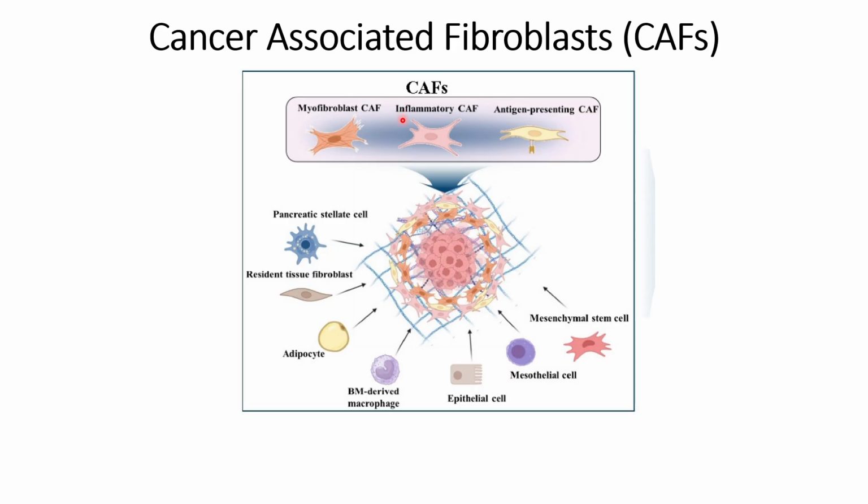On the other hand, the inflammatory CAF has the ability to release cytokines such as interleukin-6 and LIF. I'm not able to recall the full form of LIF, but those two cytokines help in tumor suppression. So targeting those cytokines can be one of the therapeutic approaches to make the tumors less immunosuppressive.